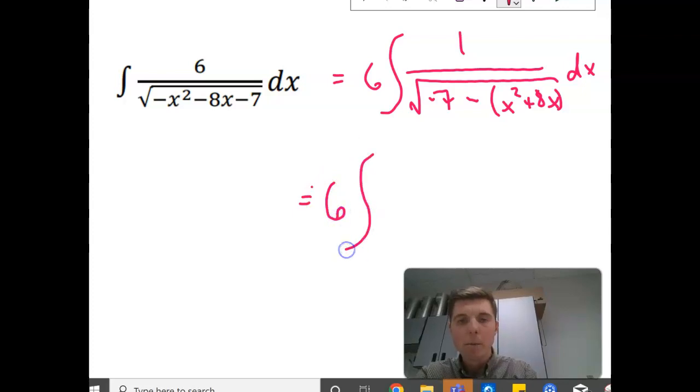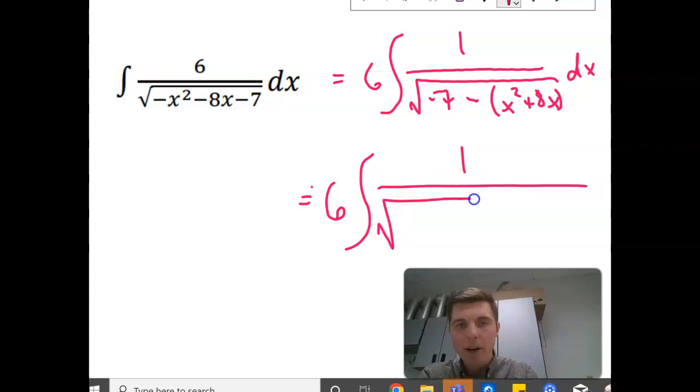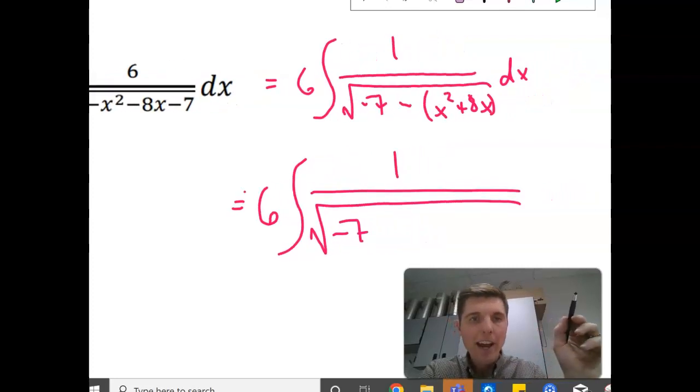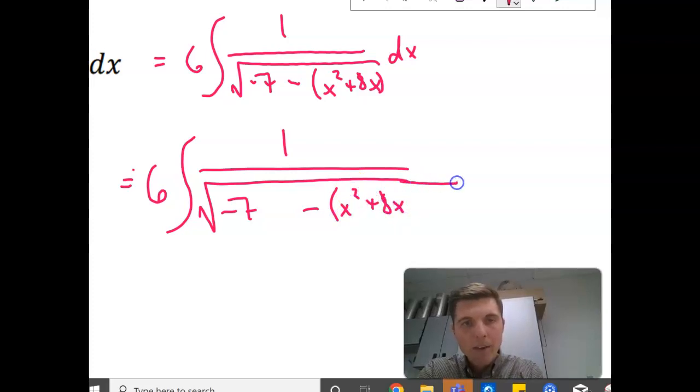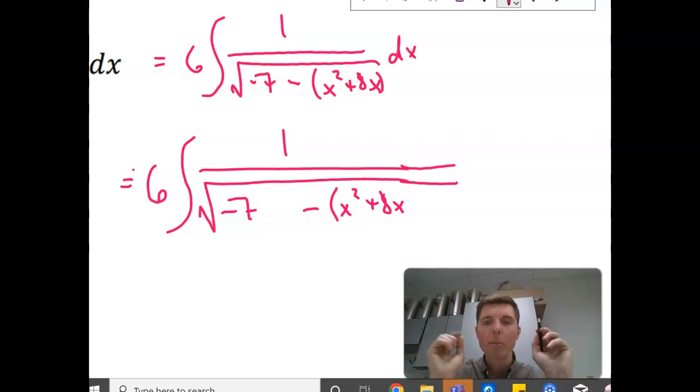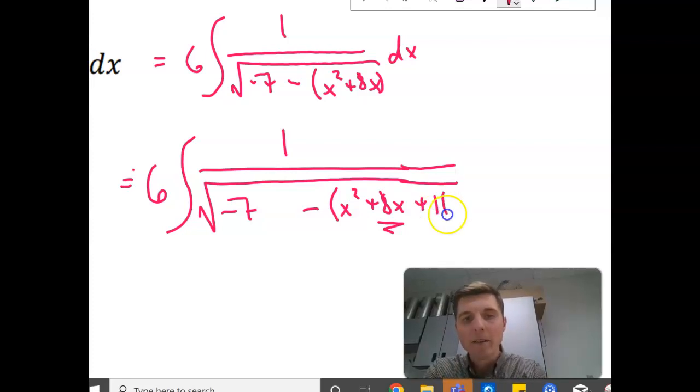Step 2. 6 times the integral of 1 over, now we're going to complete this square here in the bottom. So it's negative 7. Leave a little bit of room, because that's where you're going to add or subtract something. And then minus x squared plus 8x. And now we've got to figure out what to add and subtract. So remember, b over 2 squared. In this case, b is 8x, so b over 2 is 4. 4 squared is 16. So I'm going to add 16.